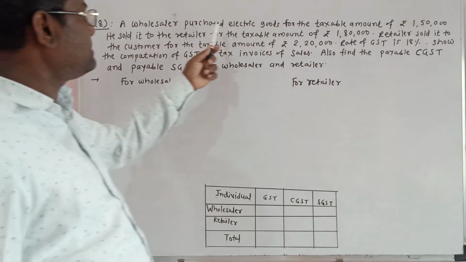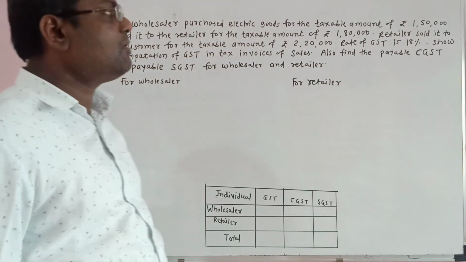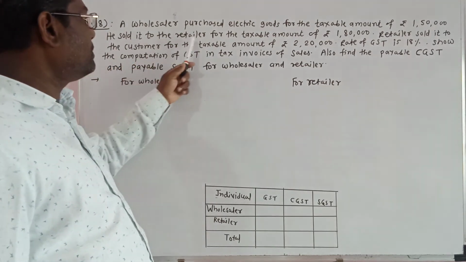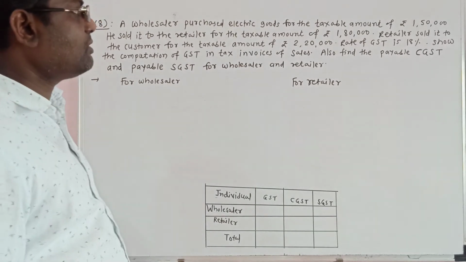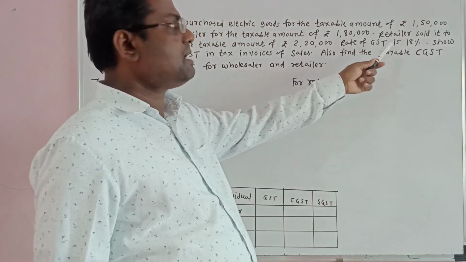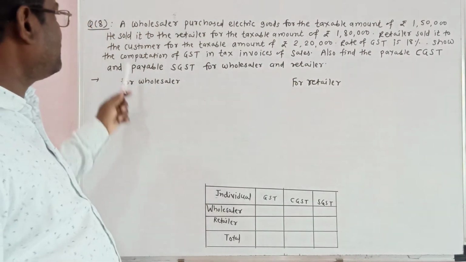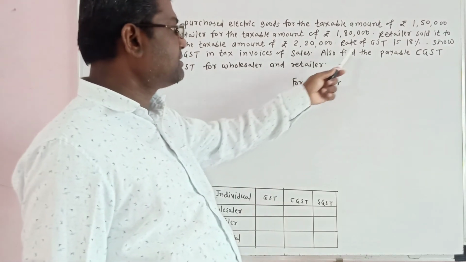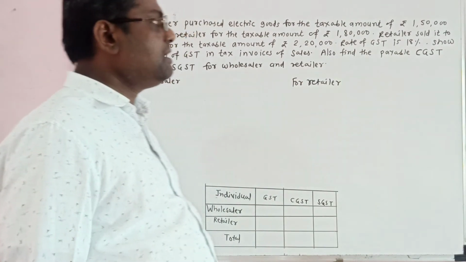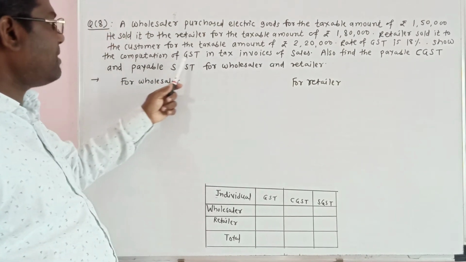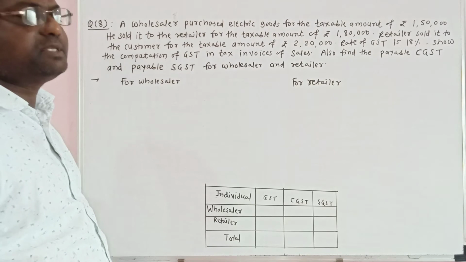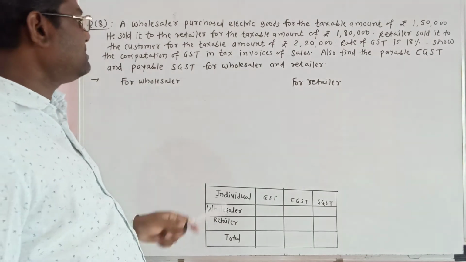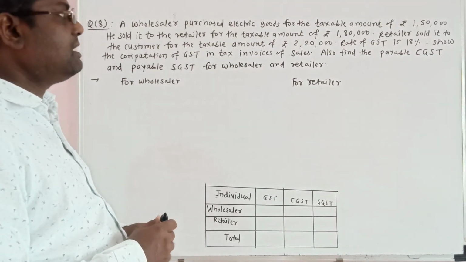Question number 8. A wholesaler purchased electric goods for the taxable amount of rupees 1,50,000. He sold it to the retailer for the taxable amount of rupees 1,80,000. The retailer sold it to the customer for the taxable amount of rupees 2,20,000. Rate of GST is 18%. Show the computation of GST in the tax invoices of sales. Also find the payable CGST and payable SGST for wholesaler and retailer.